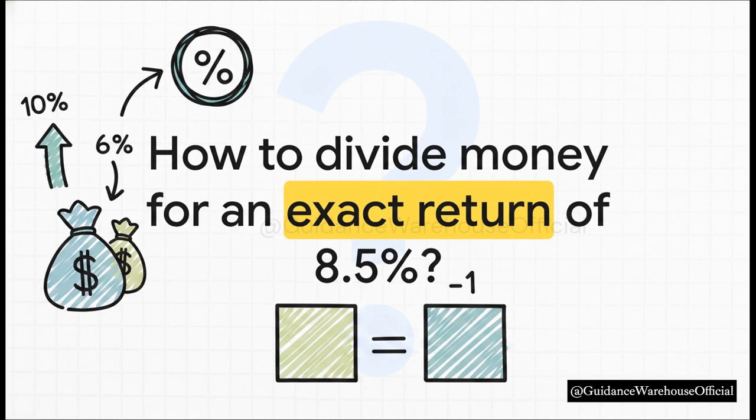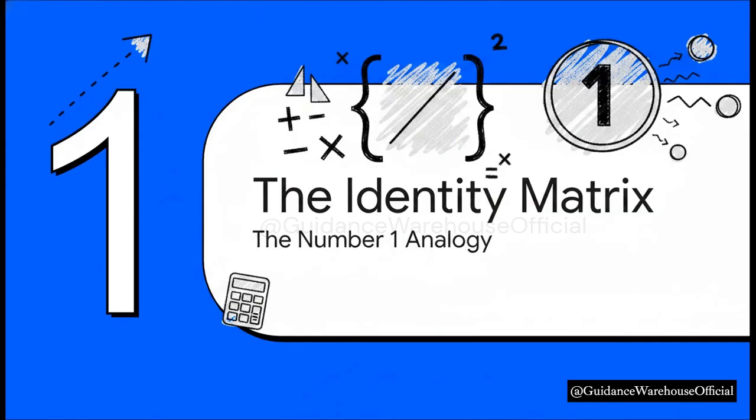By the end of this explainer, you are going to understand the concept of inverse matrices, the formulas behind them, and exactly how to use them to solve complex, real-life systems like Nancy's problem in literally seconds. Section 1, the matrix number 1 analogy.